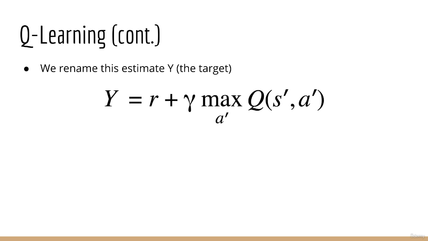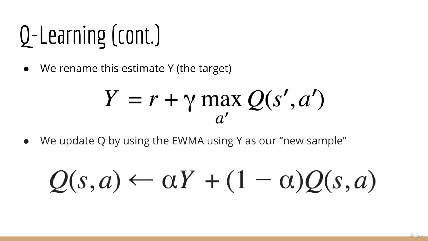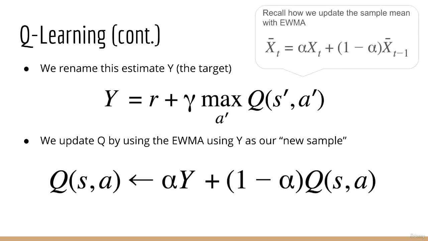So how do we update Q? Q is nothing but the exponentially weighted moving average using y as the so-called new sample. So you can imagine this from the context of calculating the sample mean. To calculate the sample mean, we take the weighted sum of the new sample and the old estimate. Eventually, we know that this estimate will approach the true mean. Similarly, in Q-learning, we can think of y as our new sample and the Q on the right as our old estimate. We update Q by mixing these two into a new and hopefully improved estimate.